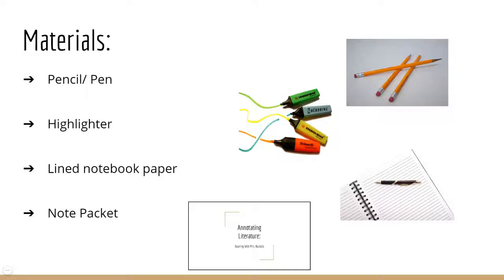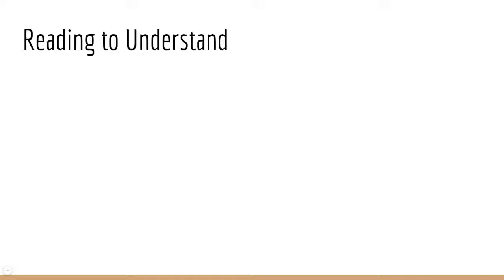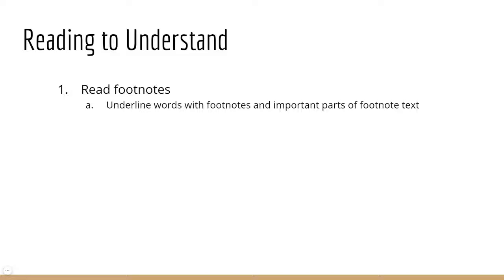Now that we're all ready to start annotating, let's go over the process. We are going to start with reading to understand. The first step when reading to understand is to read footnotes. Underline words with footnotes and important parts of the footnote text. Footnotes are important because they give us insight into what the text is about.